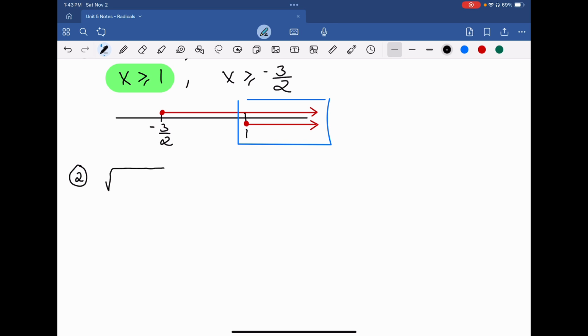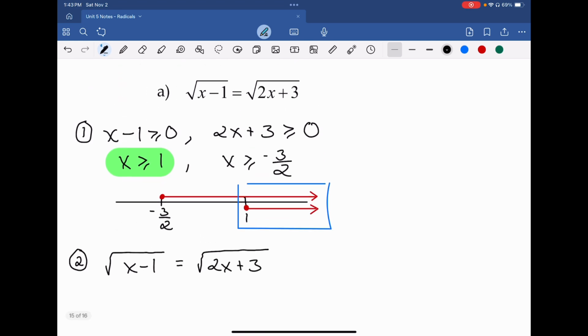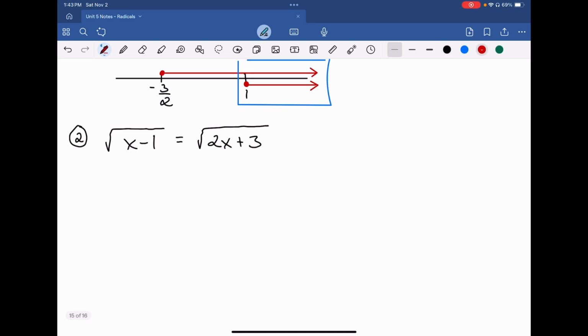So it's going to be x minus 1 on the left. On the right-hand side, it's going to be the square root of 2x plus 3. Just making sure it's positive, which yes, it is. There we go. Now what we're going to do is square both sides in order to get rid of the square roots on both. This is going to give us x minus 1 is equal to 2x plus 3.